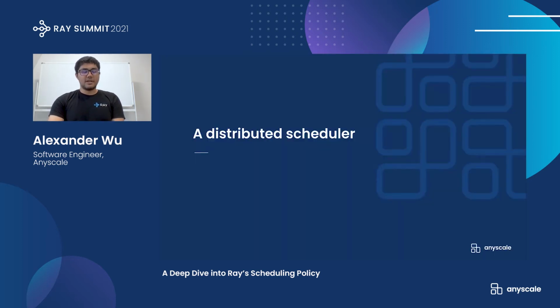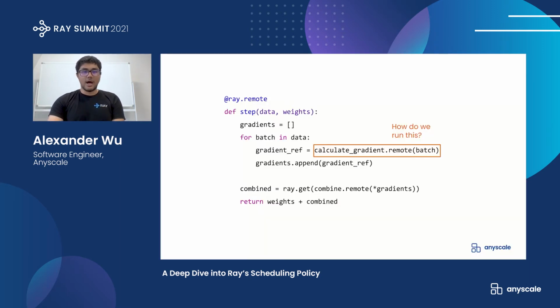Okay, so now let's take a look at how Ray's scheduler will do this. Ray uses a distributed scheduler to avoid having centralized bottlenecks. And so let's first take an example of how we are going to run a single one of these calculate gradient tasks.